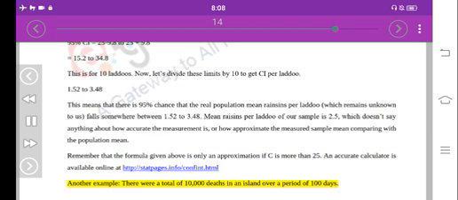Another example: there were a total of 10,000 deaths on an island over a period of 100 days.